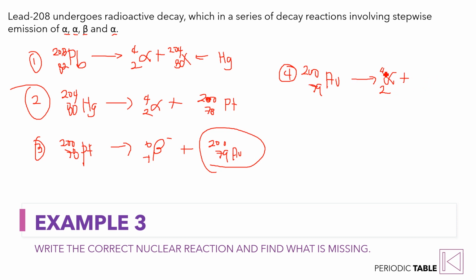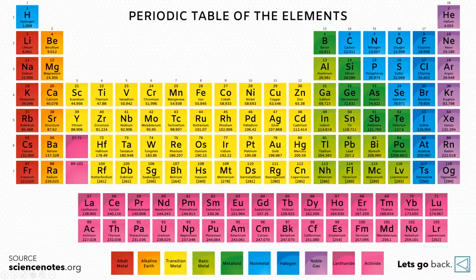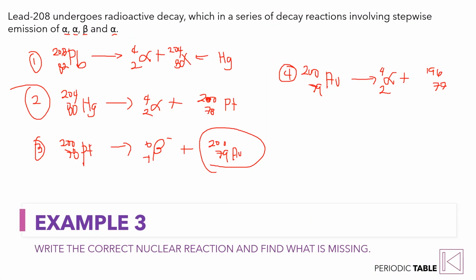So, shortcut ulit. So, 200 minus 4. So, that's 196, right? And 79 minus 2, that's 77. Anong atom ang mayroong atomic number na 77? That's the question. So, let's look. Iridium. So, the final product here is the iridium. So, ito yung stepwise reaction na nagaganap kapag binigyan kayo ng mga problems nito.